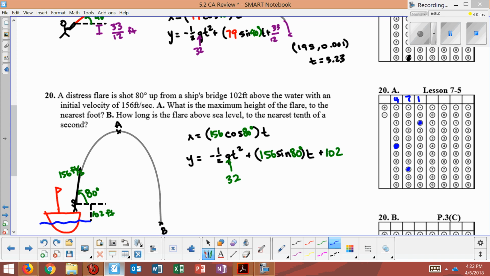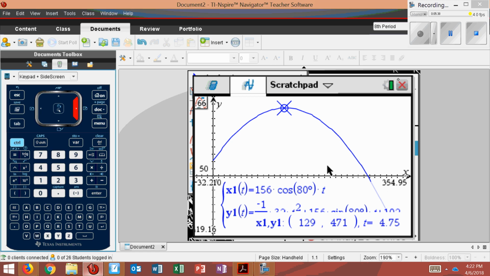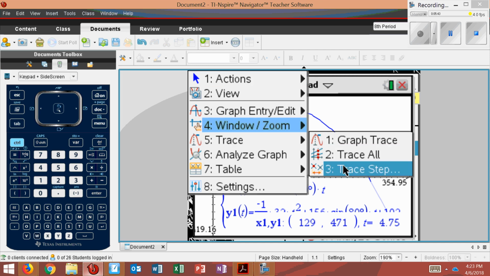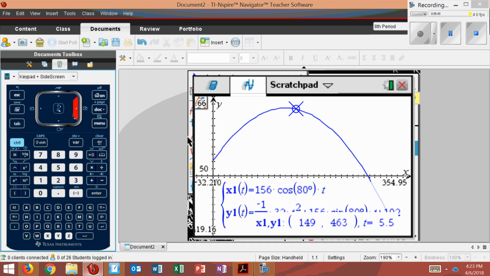Now, how long is the flare above sea level to the nearest tenth of a second? So I continue on, but I need to first change this back. I want to count quicker, so I want to change my trace step back to automatic, which is 0.1, or you can just click the arrow and choose automatic. Now it'll go faster. I want to know to the nearest tenth of a second how long it is above the water. So now I'm looking for the y to be above 0. So I'm going to keep going on until I get to here. I want to be above the water. So right now I'm at 4.39. I hit this, I'm at negative 13.1. So it's either 10.2 or 10.3 seconds, somewhere in here.